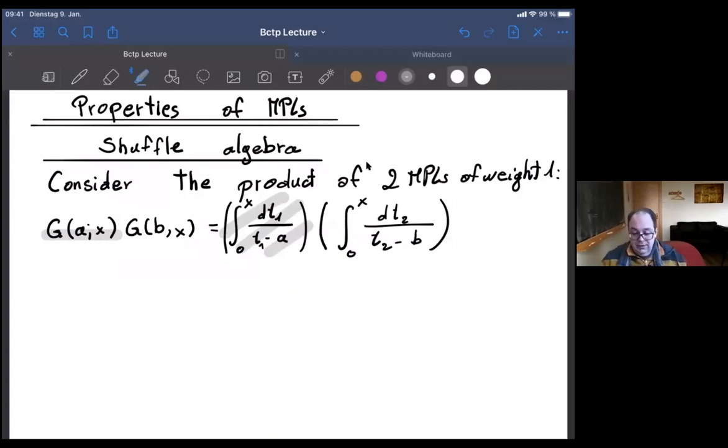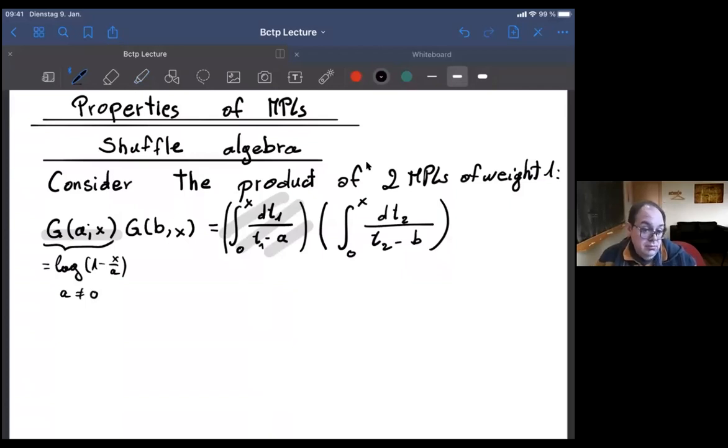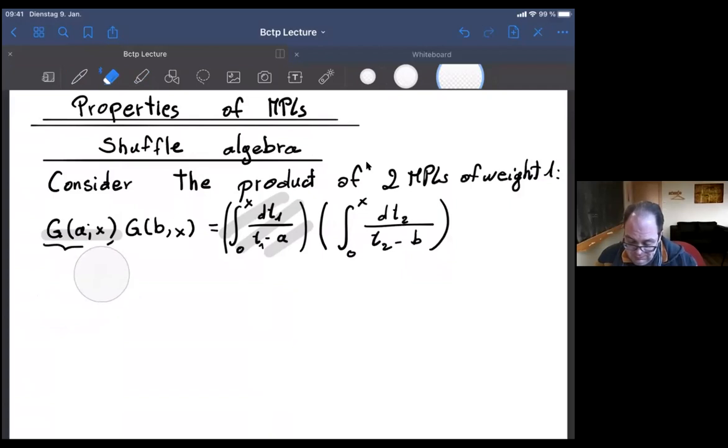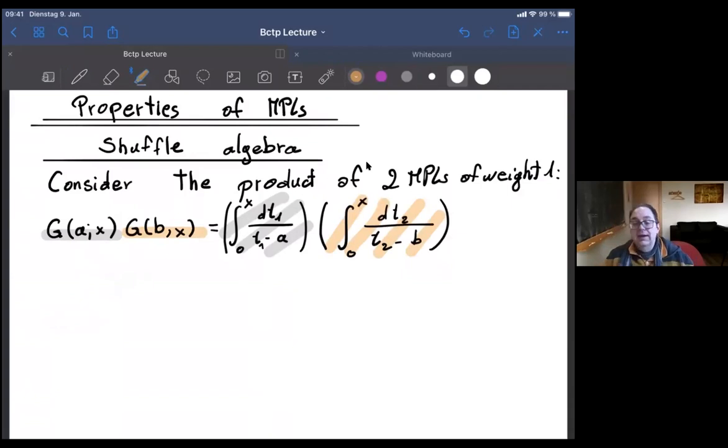Note, as a side comment, that GAX is actually log of (1 minus x divided by a), if a is not 0. So it's actually just a log. Then I multiply two such objects together. So let's take GBX, which is given by this integral here. So I multiply them together.